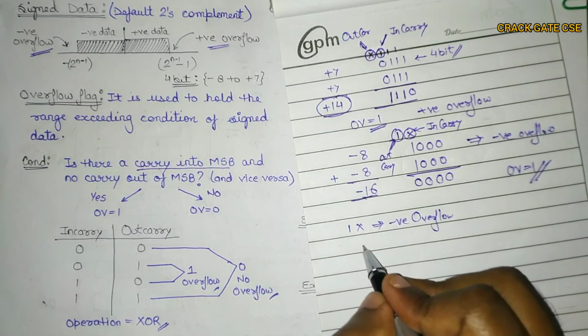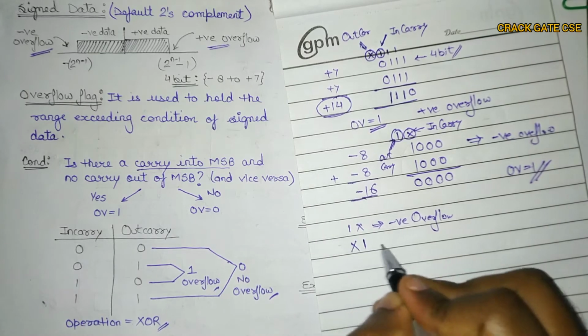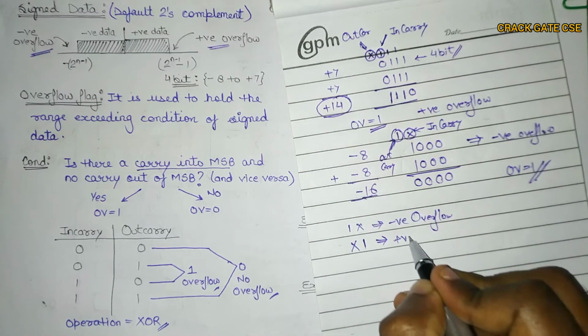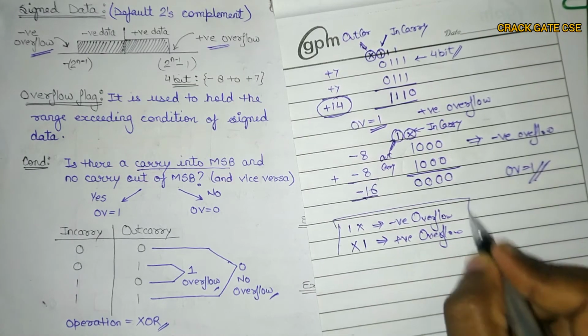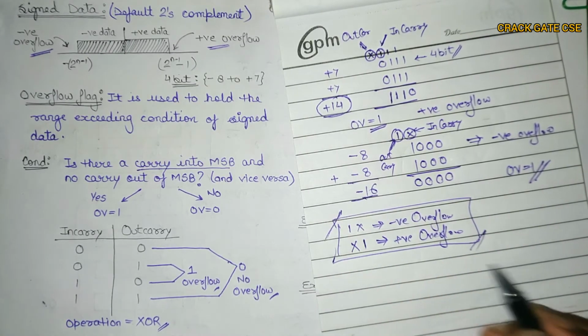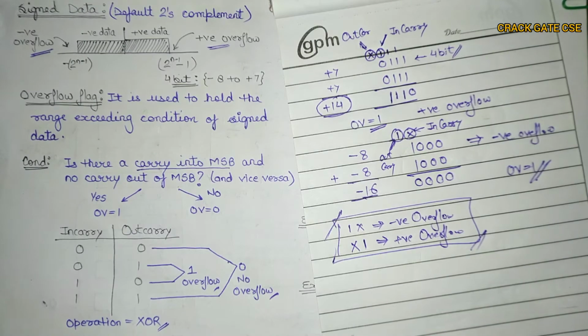right? And if there is in carry and no out carry, then it is positive overflow, right? So remember this thing, this will be very important while you are justifying the particular solution.